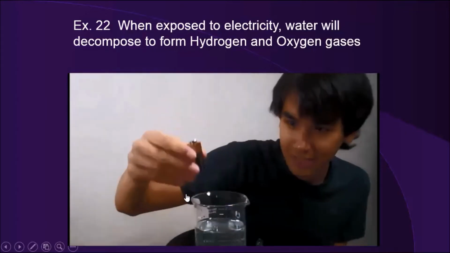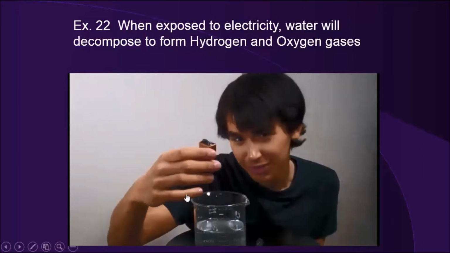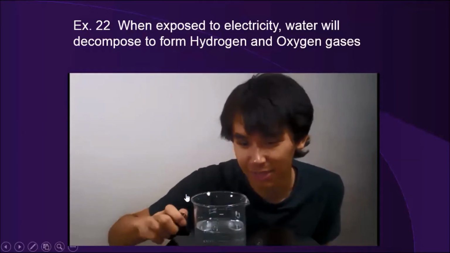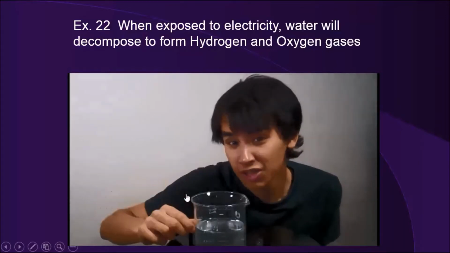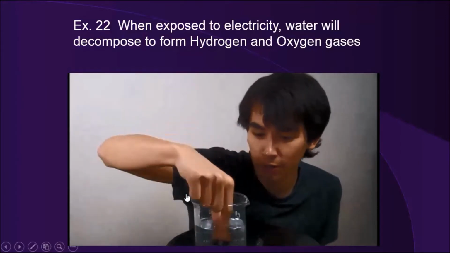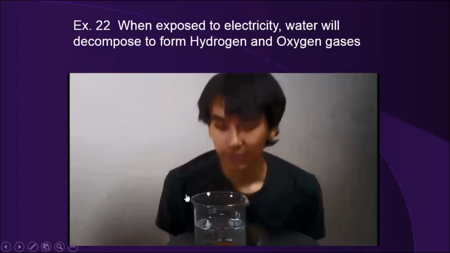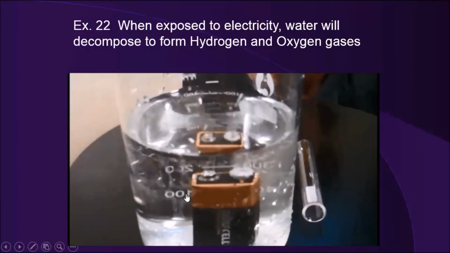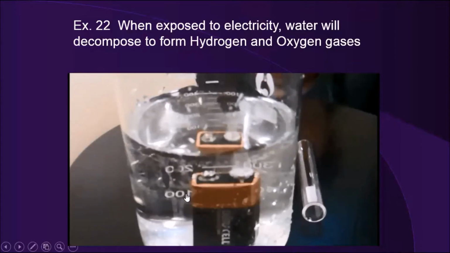I'm using this 9-volt battery, which you can buy pretty much anywhere, and I'm just going to lower that into the solution. It should start to electrolyze the water. It's working. Gas is forming at the electrodes. One of the electrodes is forming more gas than the other. And that's because the ratio of hydrogen to oxygen is 2 to 1. So we're going to be forming twice as much hydrogen as we are oxygen.